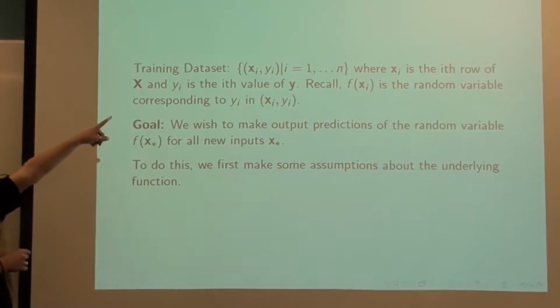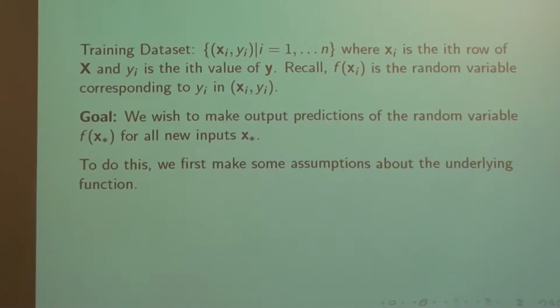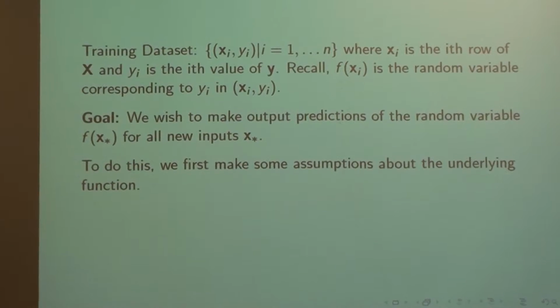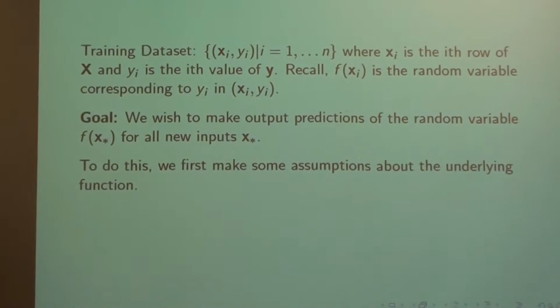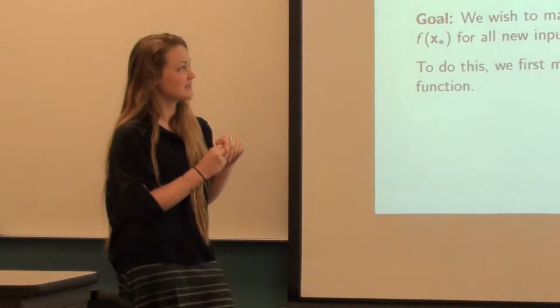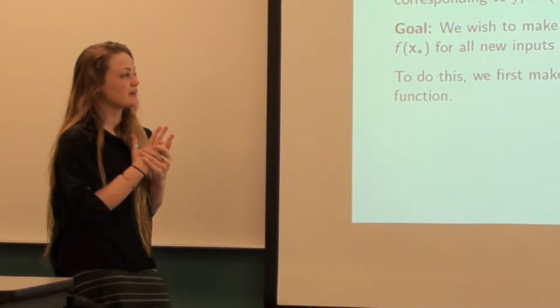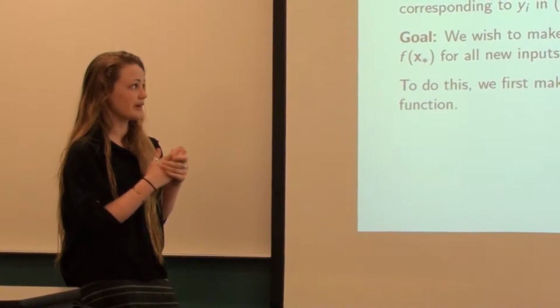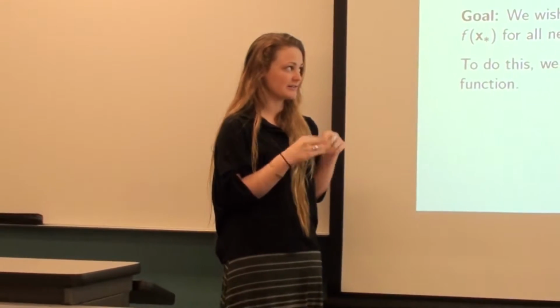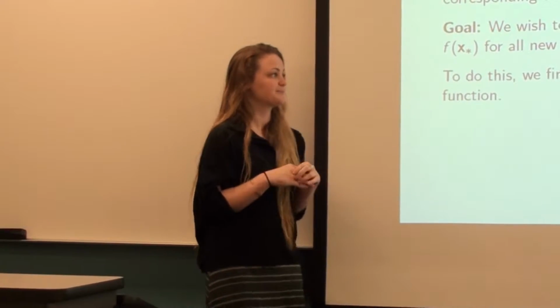So we have our training data set. We have xi and yi. Y will be the values that we have observed, and then f of xi is the random variable that corresponds with that observed value. So remember, just going back to our goal, we wish to make output predictions for the random variable f of x star, is how I denoted it, for all new inputs x star. Everyone still with me?